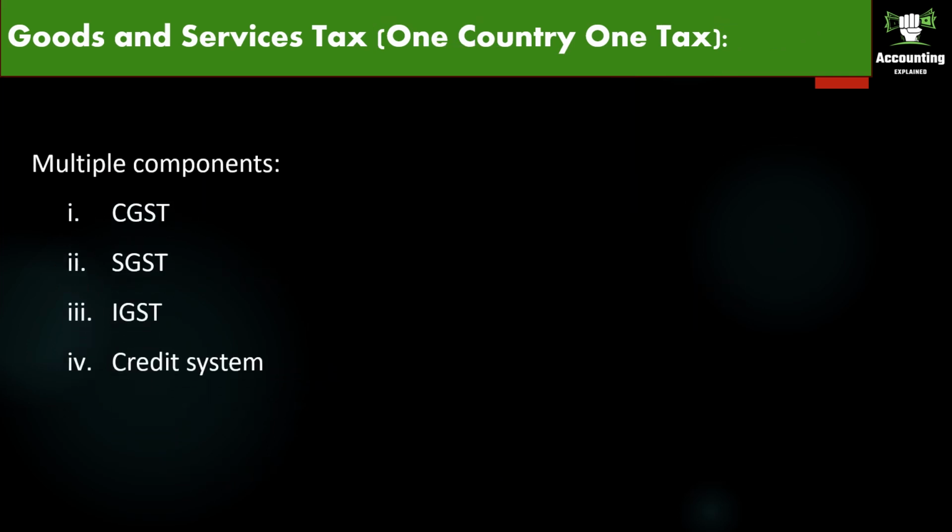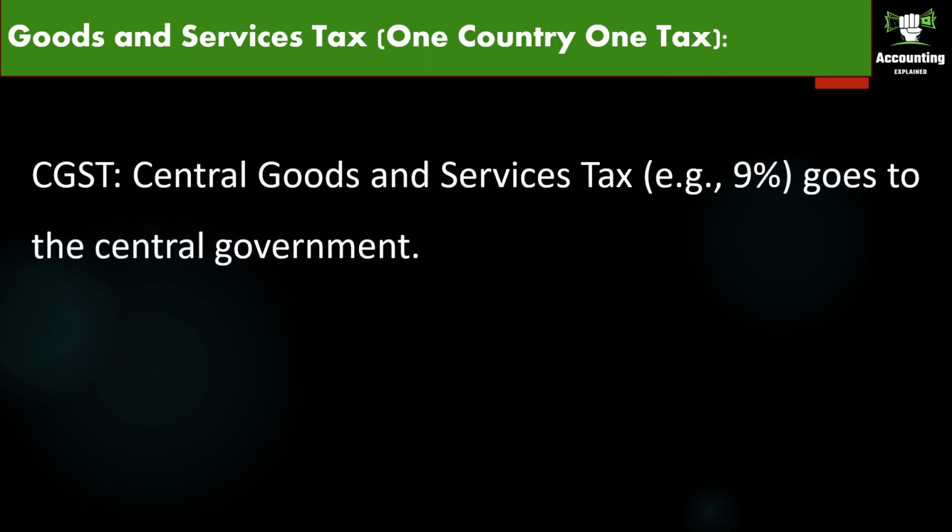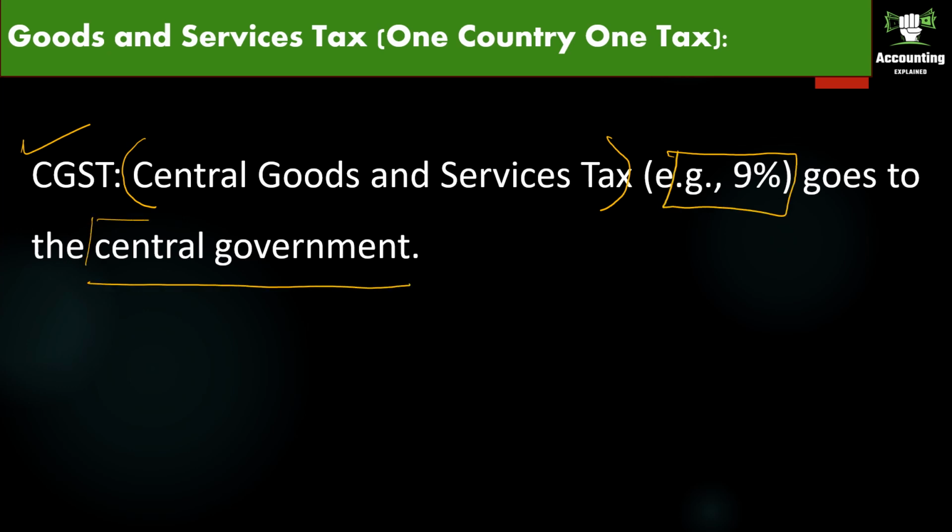What are the multiple components of GST which we are going to learn today? They are CGST, SGST, IGST and the credit system, which we are going to see elaborately today. We will see the first component of GST, which is CGST. Its other name is Central Goods and Services Tax. Example: 9% goes to the central government. The name itself says central government. That is why it is called central.